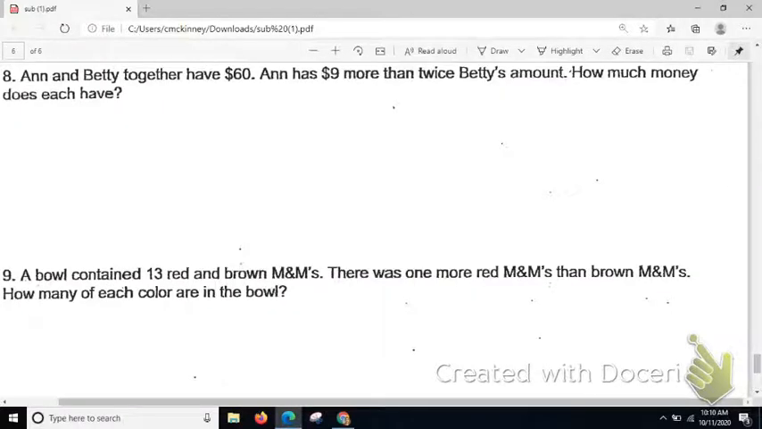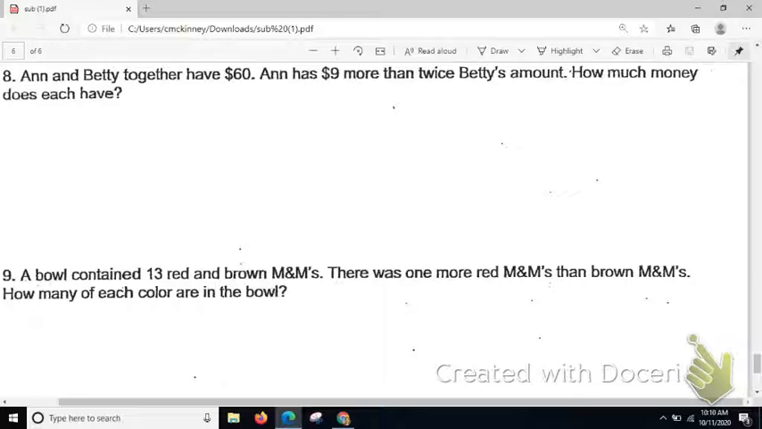All right, I've moved on to number 8 here with Ann and Betty. And Ann and Betty together have $60. Ann has 9 more than twice Betty's amount. So I'm going to help you get these set up, 8 and 9, and then leave the solving to you. So what do we want to know? We want to know how much money does each have.